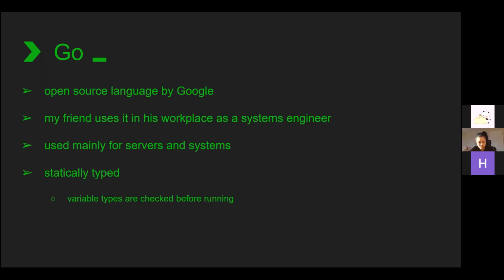And finally, Go. You guys probably haven't heard of Go because Go is mainly used to program servers and systems. And it's pretty similar to Java. It's statically typed. You have to declare a data type. So I would say it's about as easy to learn as Java. But for all 3, I would say they're pretty easy to pick up, but very difficult to master.